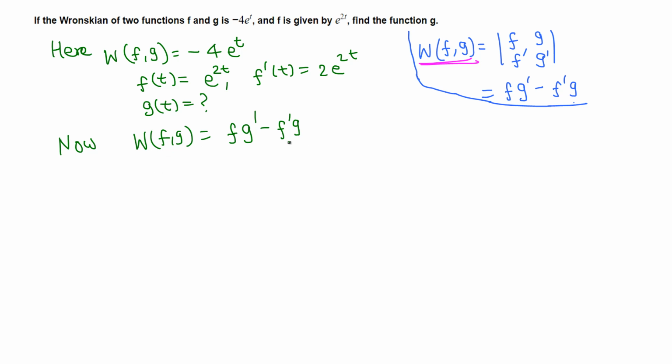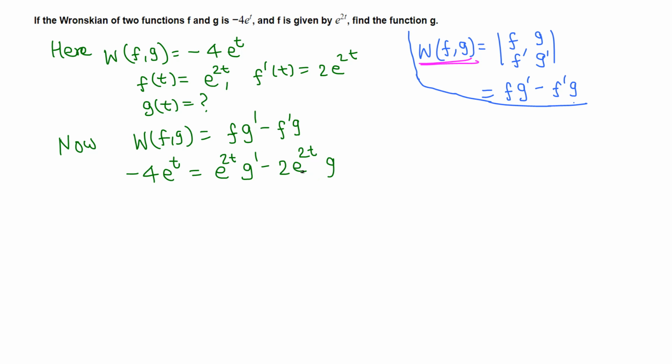Let's write down the given functions and find the unknown. So the Wronskian is given as -4 e raised to t. f is e raised to 2t times g prime, which is unknown because g is unknown, minus f prime, the derivative of f, which is 2 times e raised to 2t, times g, which is unknown. So e to t, e to t, e raised to 2t. We can divide through by e raised to t, or look, this is g prime and g.